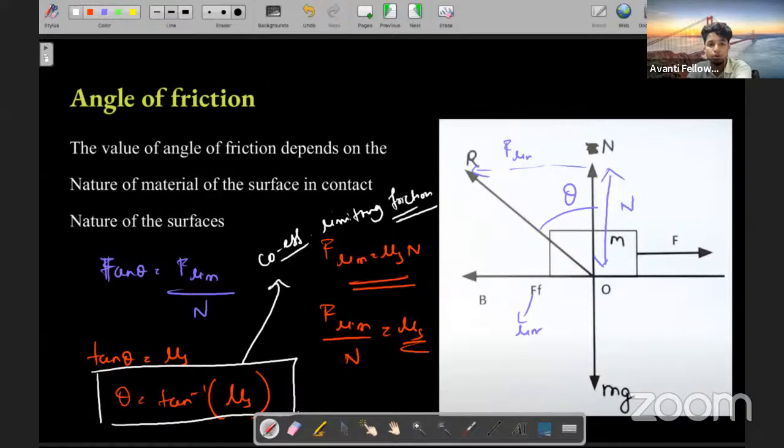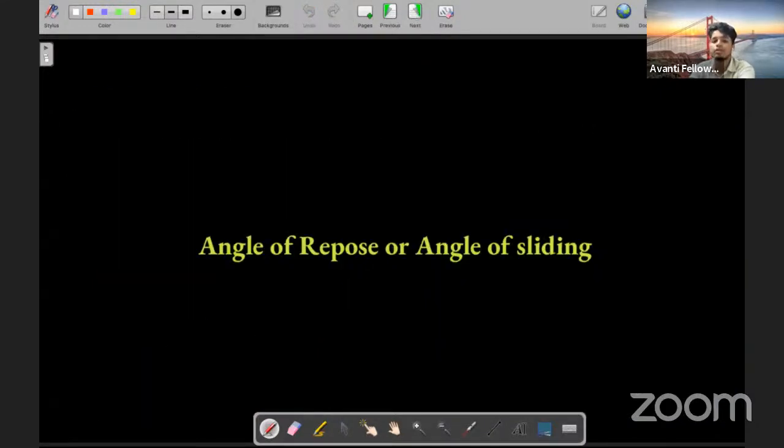Okay, good. Very good. Now, students, we'll move ahead and talk about angle of repose, or angle of sliding. Okay, what does it say?